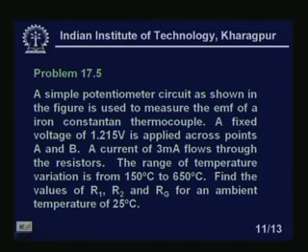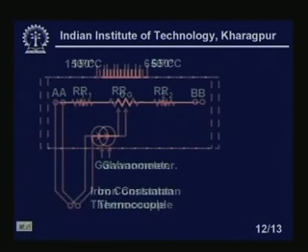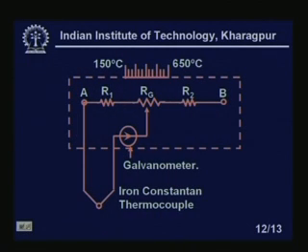A fixed voltage of 1.215 volt is applied across the points A and B. A current of 3 milliampere flows through the resistors, and the range of temperature variation is from 150 degrees centigrade to 650 degrees centigrade. Find the values of R1, R2 and Rg for an ambient temperature of 25 degrees centigrade. Let us look at the circuit diagram. So this is our circuit, right.